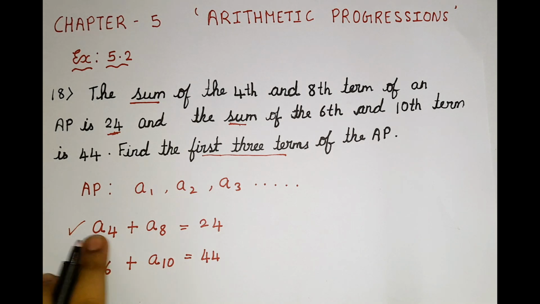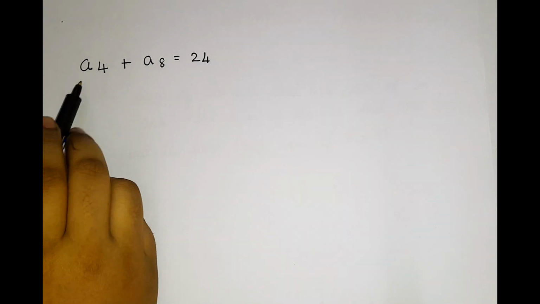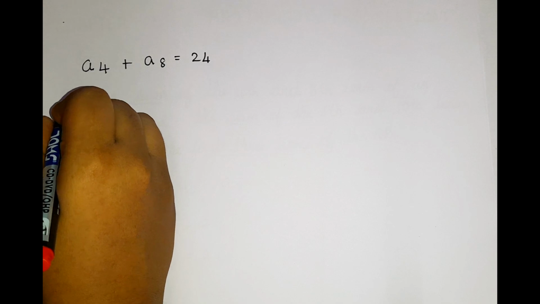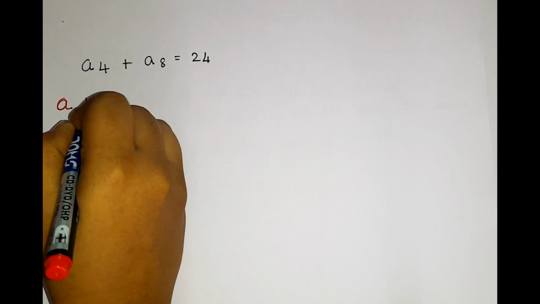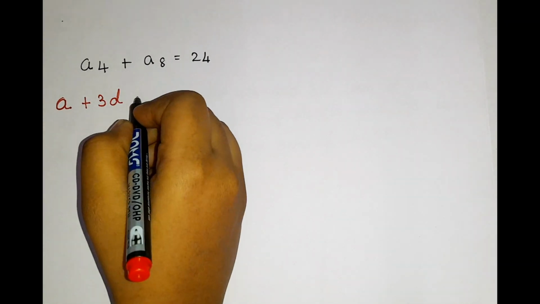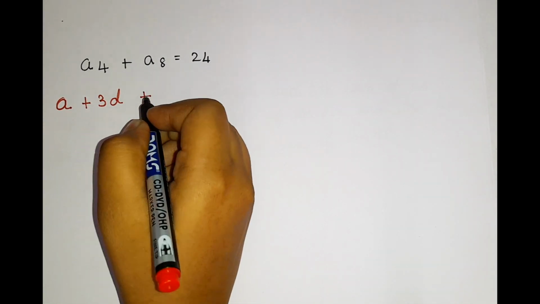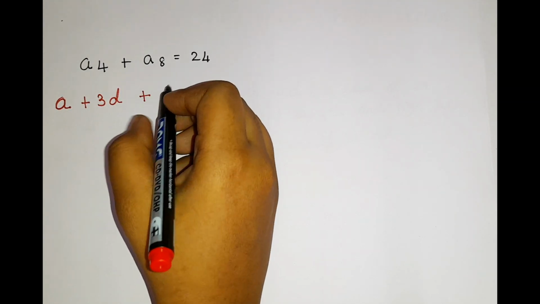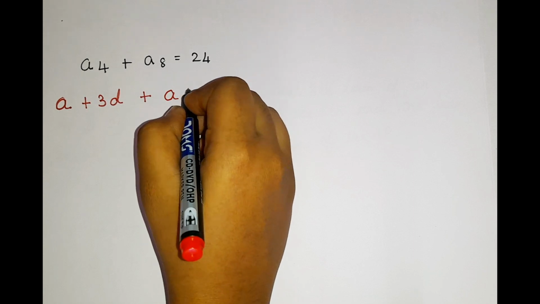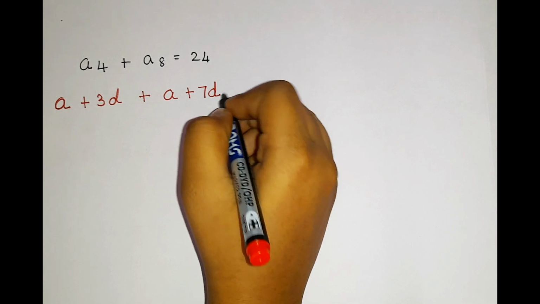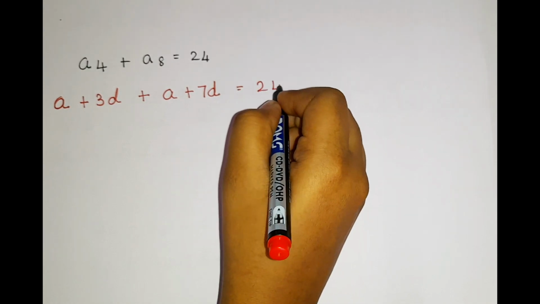First of all I am going to write this as it is. Here I have A4. How can I write A4? Of course you guys know we can write it as A plus, the previous number of 4 is 3, so 3D. Then plus as it is, and we have A8. A8 we can write as A plus, the previous number of 8 is 7, so 7D, is equal to 24.